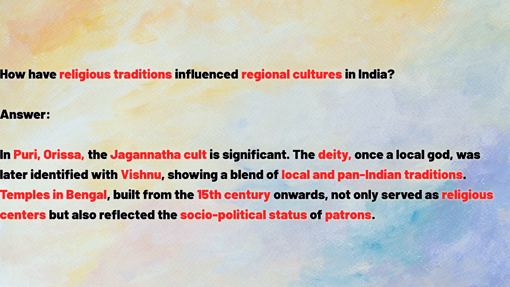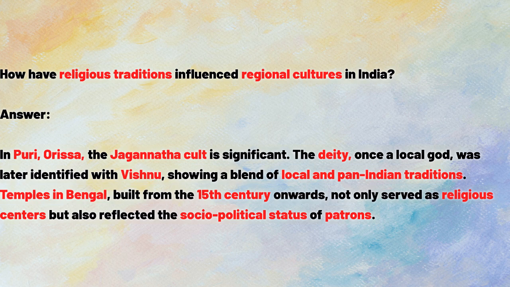How have religious traditions influenced regional cultures in India? Answer. In Puri, Orissa, the Jagannatha cult is significant. The deity, once a local god, was later identified with Vishnu, showing a blend of local and pan-Indian traditions. Temples in Bengal, built from the 15th century onwards, not only served as religious centers but also reflected the socio-political status of patrons.